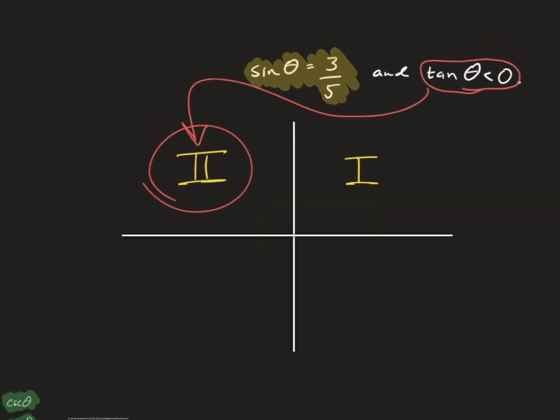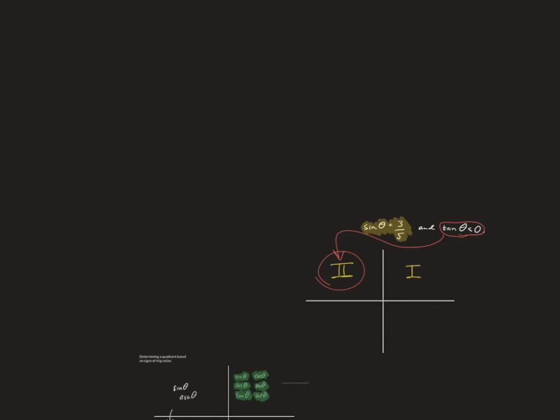All right, so now I'm going to make a small adjustment. I'm going to make another XY axis. Now this time, I'm going to have sine theta be a negative 3/5 and tangent theta is going to be less than 0.